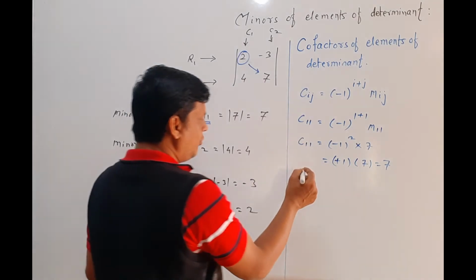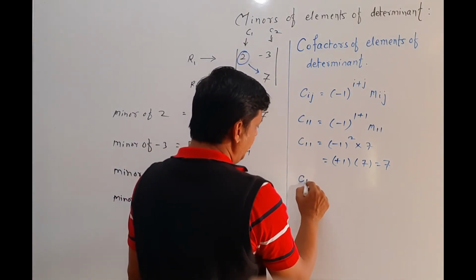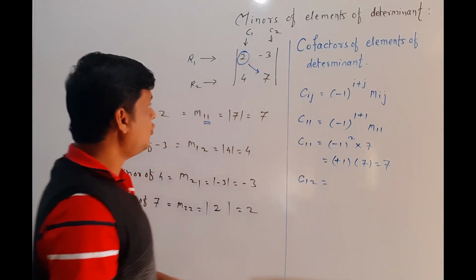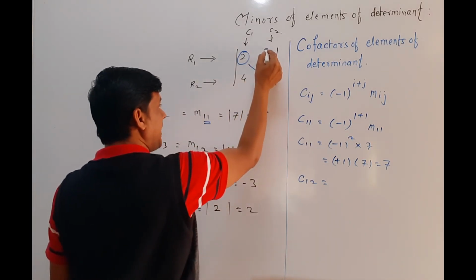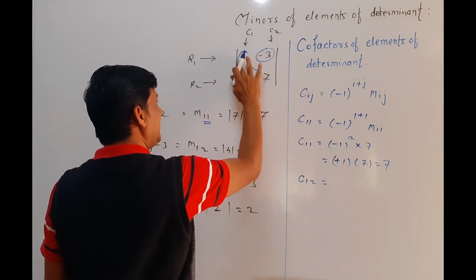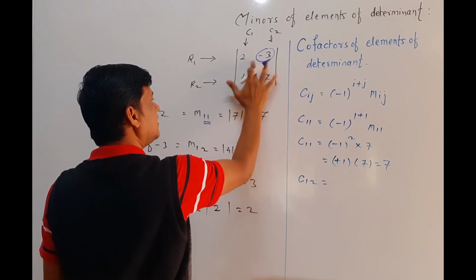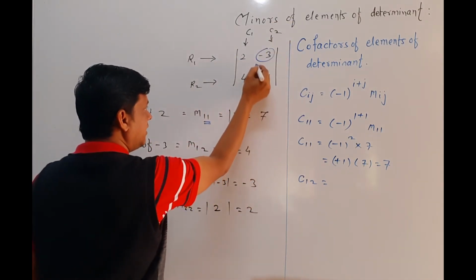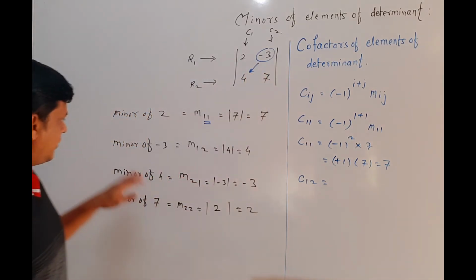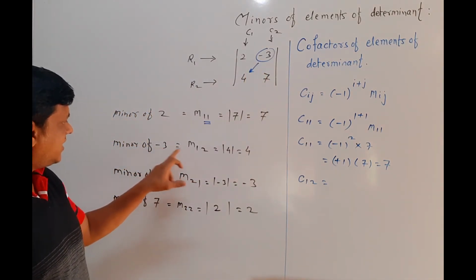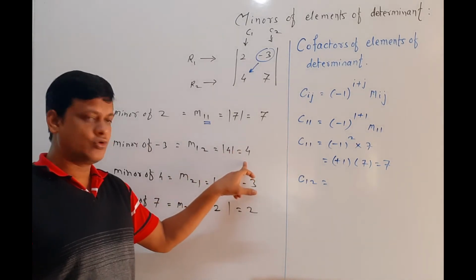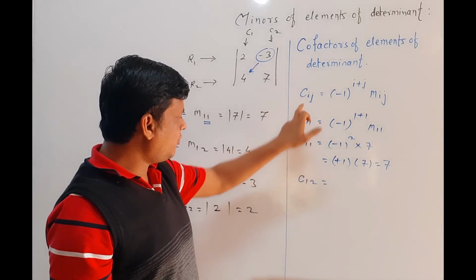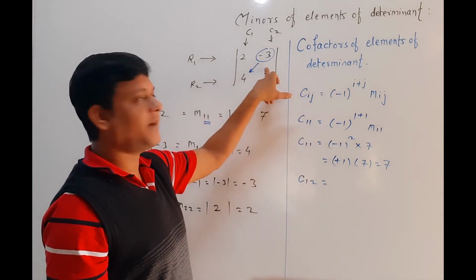Now see the second cofactor, C12. That means we have to find the cofactor of this -3. Now this -3 lies in the first row and second column. So we get the minor as 4. So we already calculated the minor of -3, that is M12 is equal to 4. So with the help of this formula we find the cofactor of this -3.